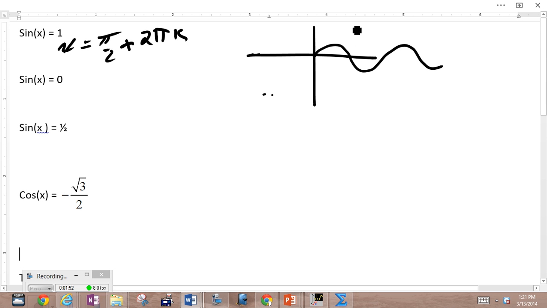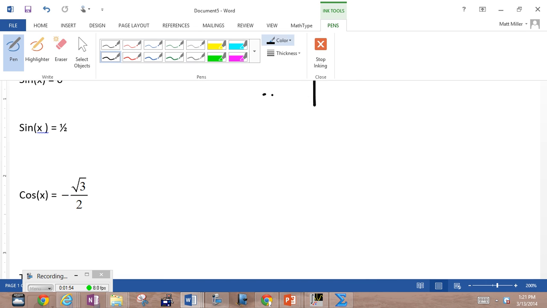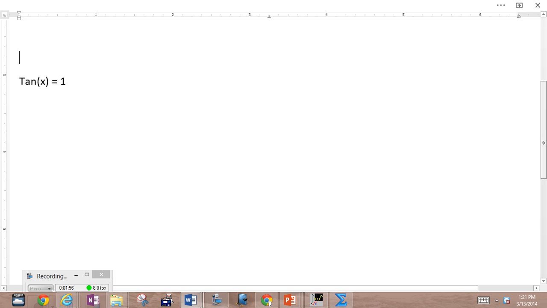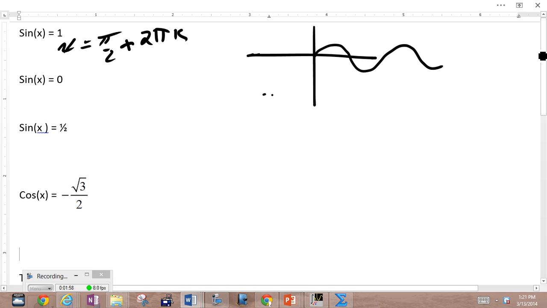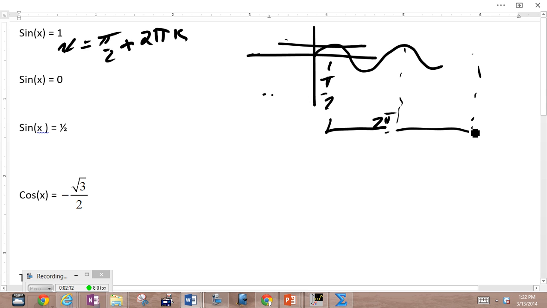So there's my sine graph. Here's the value of 1. Here's the first strike at pi over 2. Next time is going to be 2 pi down the line, which would be right here. It's going to strike another 2 pi down the line, and so on. So this covers all my solutions.